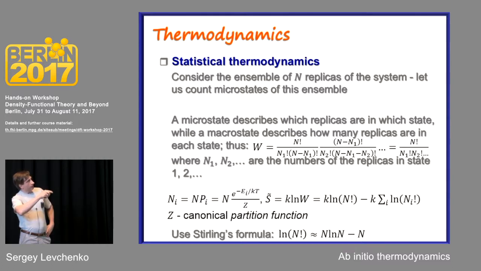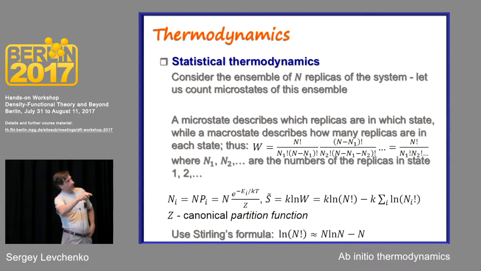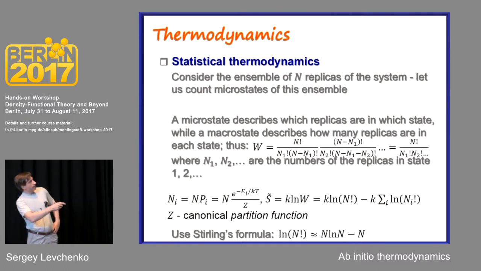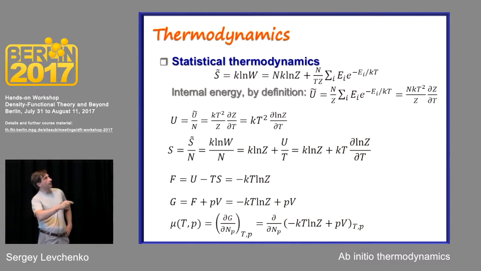So the number of replicas in state i would be given by the total number of replicas multiplied by the probability to find a system in state i, which is given by this expression. And then we can calculate the entropy for this system of all replicas, which is expressed like this. So it's k logarithm of this number of microstates. Now we can use the Stirling formula, which expresses the logarithm of the factorial of a number in this way. After we do this, and after we substitute these expressions instead of n_i, we obtain the expression for the entropy of this system of replicas.